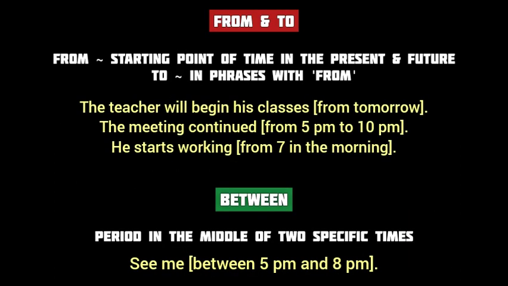From is also a preposition of time. It indicates the starting time of an action. While from is used for activities of the present and future, since is used for an action that began in the past. To is used in time phrases with from and indicates the ending time of an action.